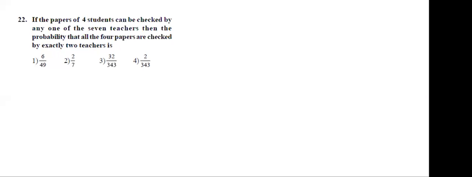Carefully. If the papers of 4 students can be checked by any one of the 7 teachers, then what is the probability that all the 4 papers are checked by exactly 2 teachers? Okay. Now, how to do that?